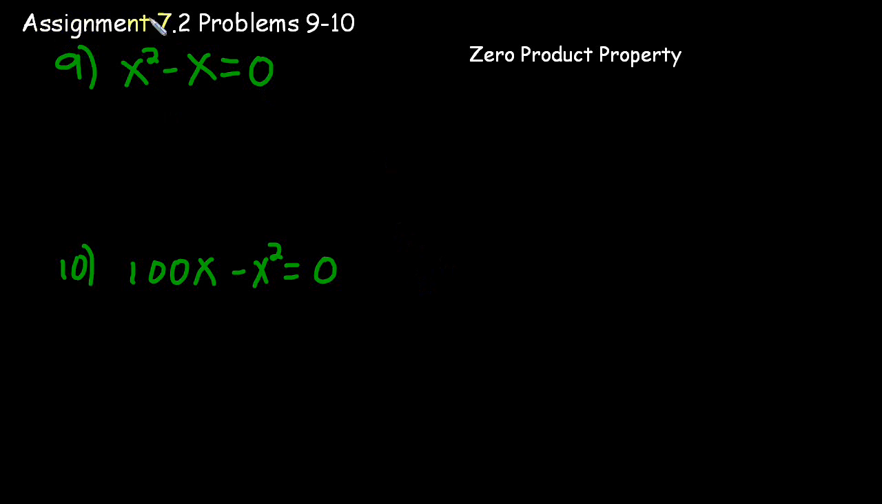I'd like to work on a couple problems from assignment 7.2, problems 9 and 10. We want to solve two equations by factoring. Before we get into that, note we need to talk about the zero product property.